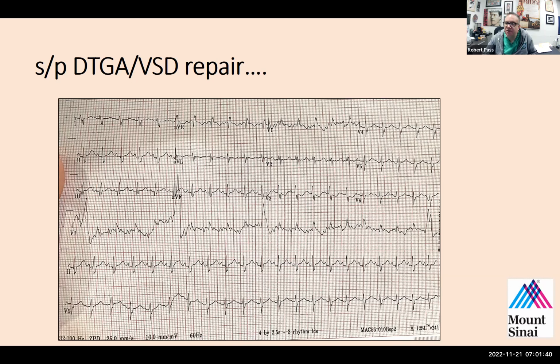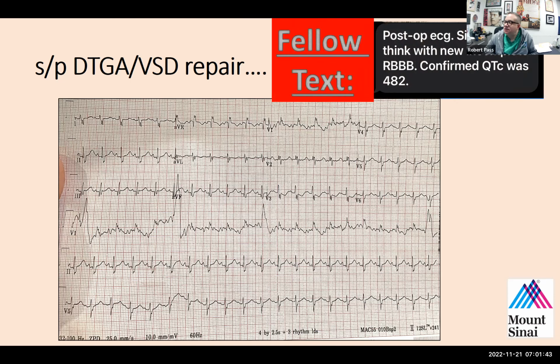And the fellow texted this to me: post-op ECG, sinus rhythm, with new incomplete right bundle branch block, confirmed QTC was 482. So what do we make of this? Do you agree with this? Do you have any concerns about this QTC, about the bundle branch?